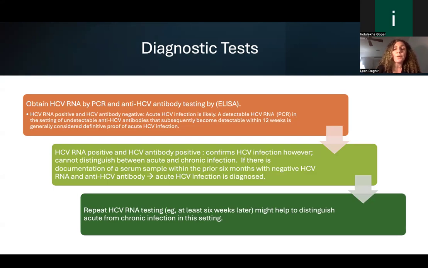Now, if you test and find that hepatitis C RNA is positive and hepatitis C antibody is positive too, that confirms infection, however, it cannot distinguish between acute and chronic infection. If there is documentation of a serum sample within the prior 6 months with a negative hepatitis C RNA and negative anti-hepatitis C antibodies, then this is acute. Repeating hepatitis C RNA testing at least 6 weeks later might help distinguish between acute and chronic.